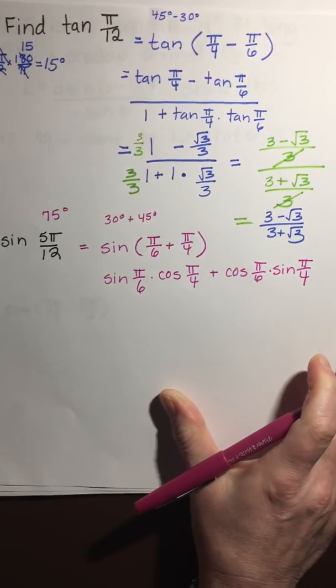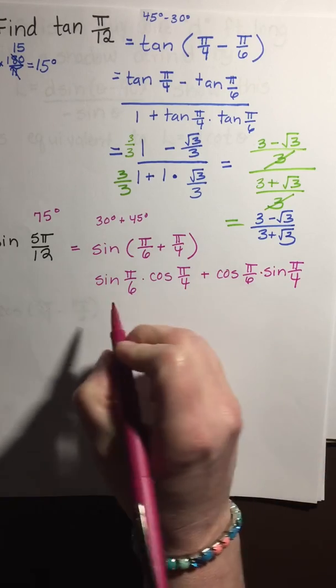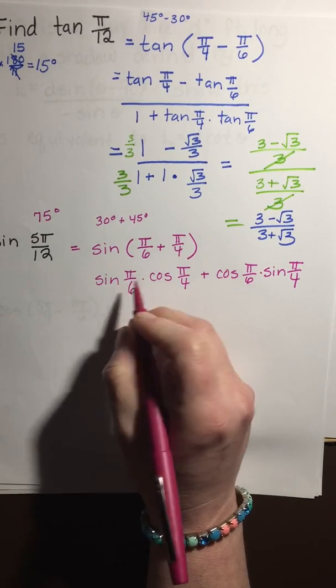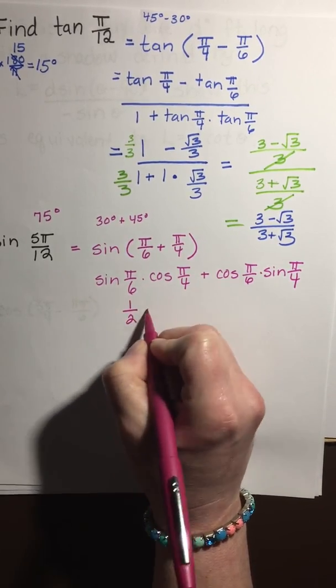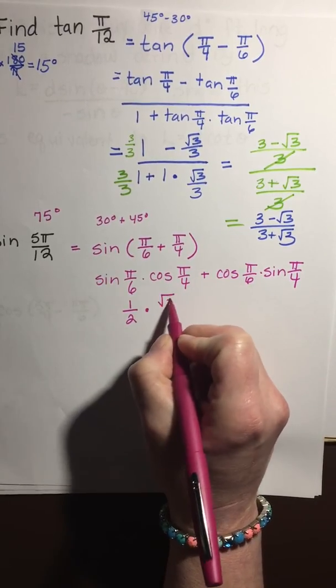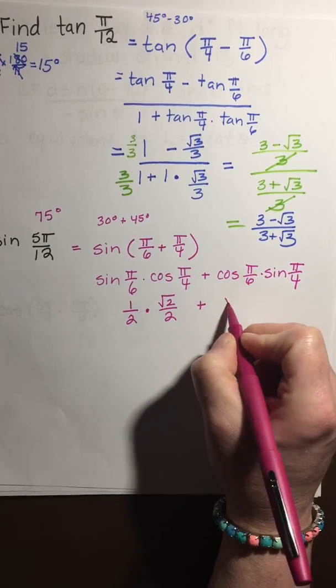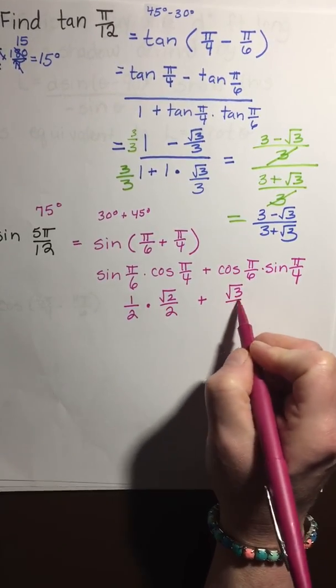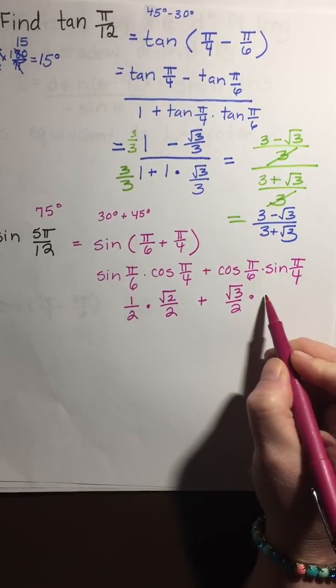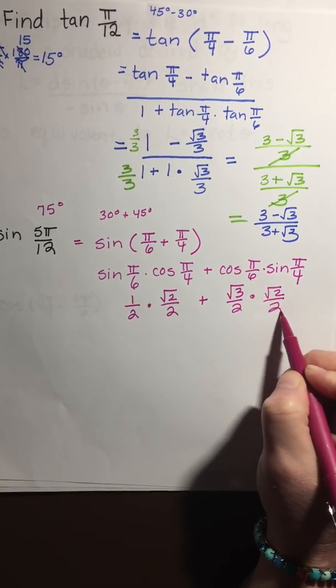And then I'm just going to plug those values in off the unit circle. So that would be the sine of pi over 6 is 1/2. The cosine of pi over 4 is the square root of 2 over 2, plus the cosine of pi over 6 is the square root of 3 over 2. And the sine of pi over 4 is the square root of 2 over 2.